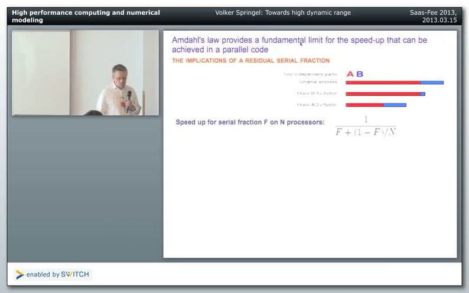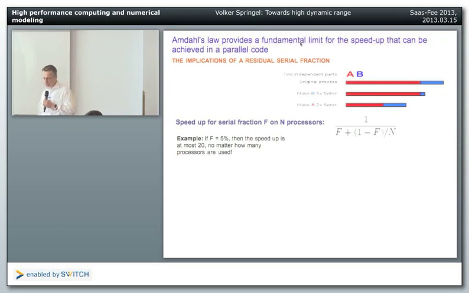And this residual serial fraction, however, is a fundamental limit for the speed up that you can achieve. Because if you have a residual fraction f, and the rest is parallelized by a factor of n, so if you run it on n processes, it's n times faster, then the speed up that you can maximally get is limited by this. For example, if f, the residual fraction, is 5%, you cannot get a speed up of more than a factor of 20, no matter how many processes you throw at this problem.